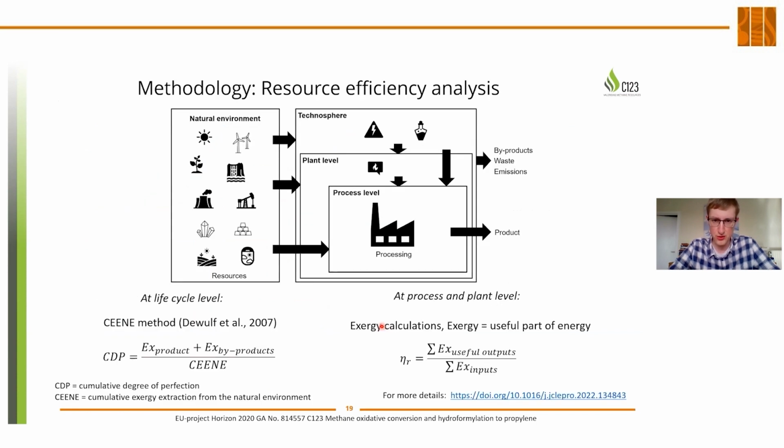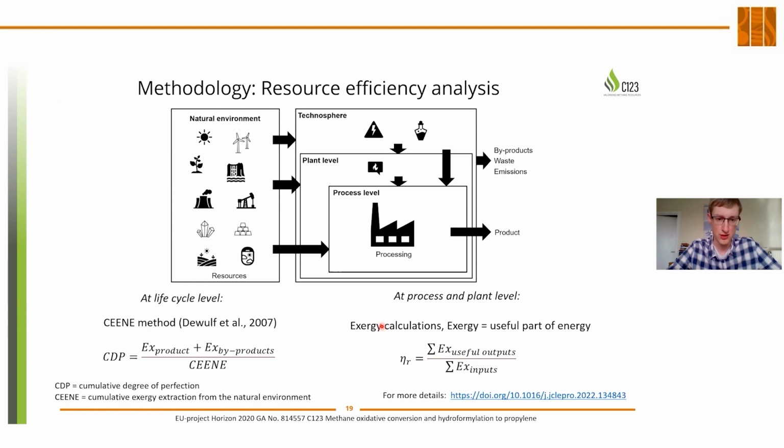Then the second methodology was the resource efficiency analysis. This analysis can be conducted at two different levels: at the life cycle level, and at the process and plant level. At the process level, we have performed exergy analysis. So exergy means the useful part of the energy. For all inputs and outputs of a production step, we could calculate the exergy value. And based on this information, we can then calculate the exergetic efficiency of each production step.